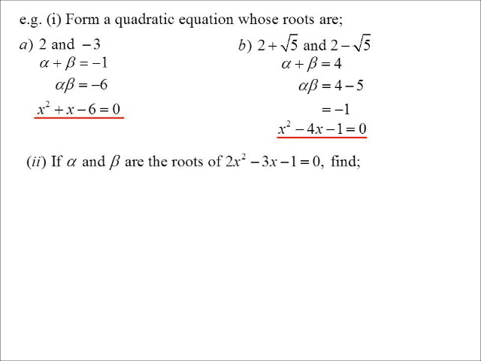So if alpha and beta are the roots of this equation, because they ask us simply, what is alpha plus beta? Okay, minus b on a. So for this one, 3 on 2. And what is alpha beta? Well, c on a, so minus a half.